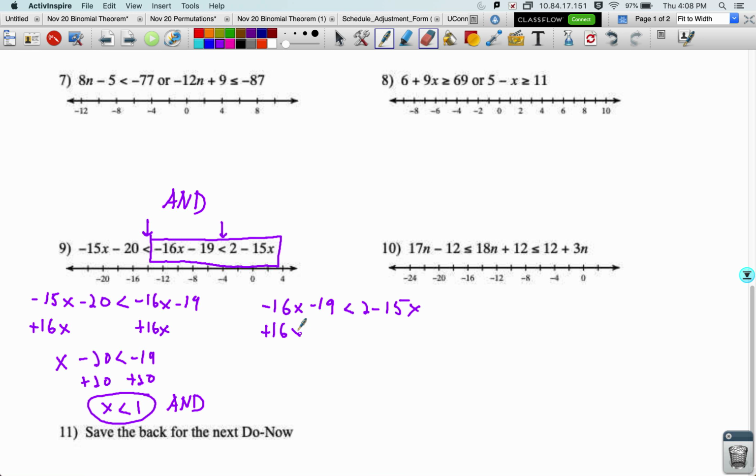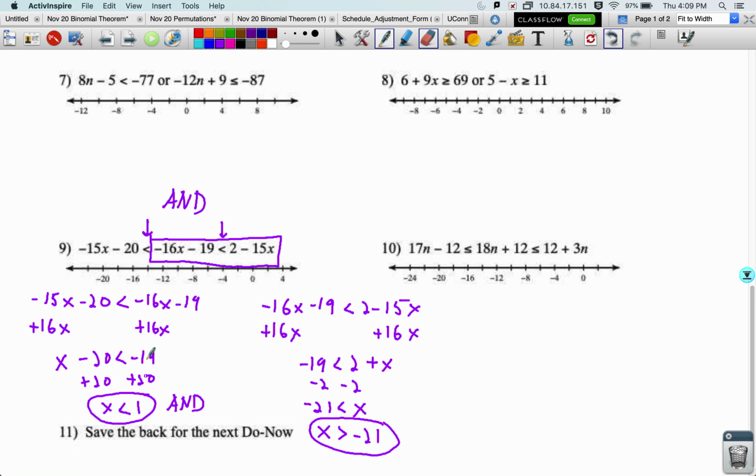Again, the negative 16 is the smaller one. We've got variables on both sides, got to move them. Negative 19 is less than 2 plus x. Constants on both sides, got to move it. Negative 21 is less than x, but I want x to be on the left-hand side, so I switch it around, and my inequality switches to x is greater than negative 21.